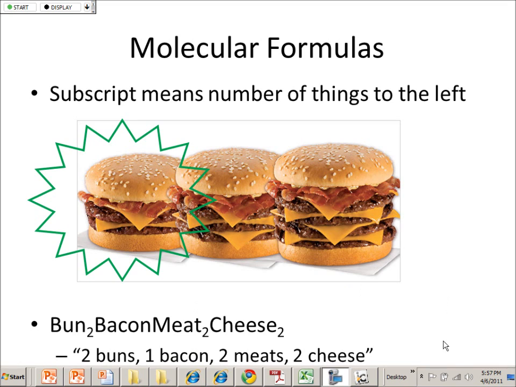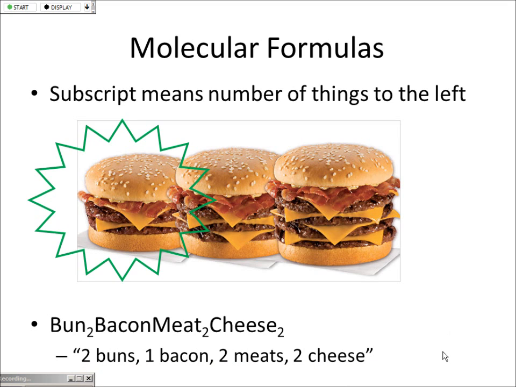Okay, so one thing we kind of just touched on yesterday was the way that people write molecular formulas. You can just think about Burger King. If I wanted to come up with a name for a burger that has 2 buns, 2 patties, 2 layers of cheese, and bacon, I would go, well, that's bun. There's 2 of them, so I put a subscript of 2 there. Bacon, there's 1 of them, so I don't put a subscript. It's an implied 1 bacon layer. And then there's 2 meats, and there's 2 cheeses. The subscript describes what's to the left of it.